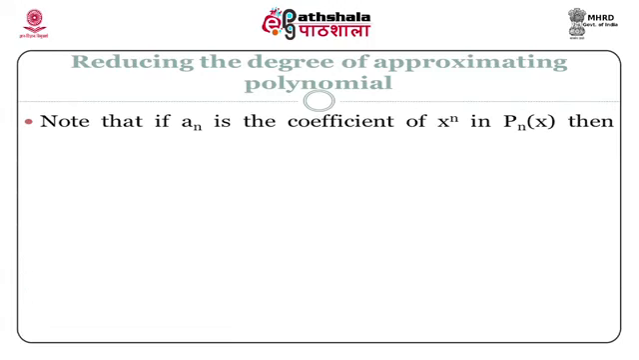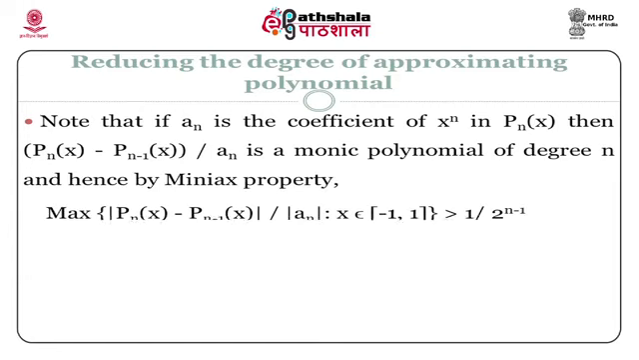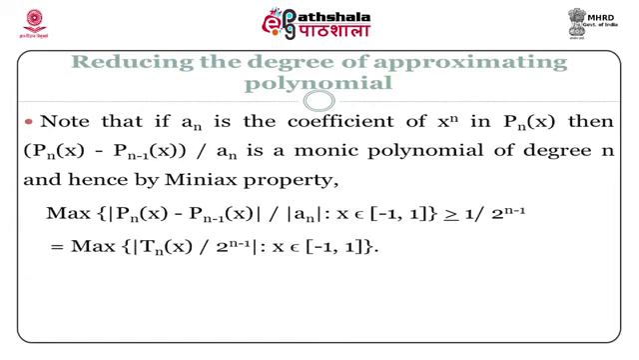So, note that if an is the coefficient of x raised to n in Pn(x), then Pn(x) minus Pn minus 1(x) divided by an is a monic polynomial of degree n, and hence by the minimax property, the maximum value of mod Pn(x) minus Pn minus 1(x) divided by mod an over the interval minus 1 to 1 is going to be greater than or equal to 1 upon 2 raised to n minus 1, which is equal to the maximum of mod Tn(x) by 2 raised to n minus 1 over the interval minus 1 to 1.